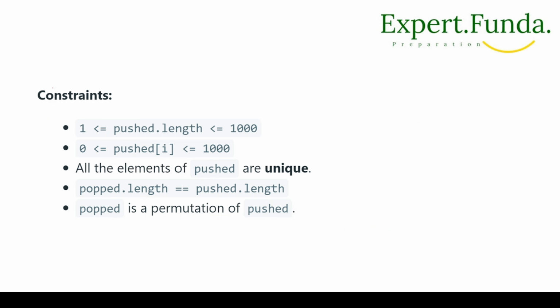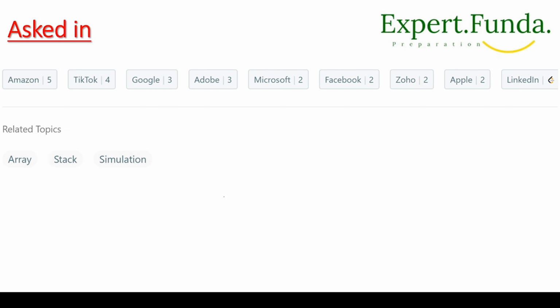Let's understand the constraints. That is, push.length is greater than or equal to 1 and less than or equal to 1000. Now push[i] is greater than or equal to 0 and less than or equal to 1000. All elements are unique, the lengths of push and pop are equal, and pop is a permutation of push. Okay.